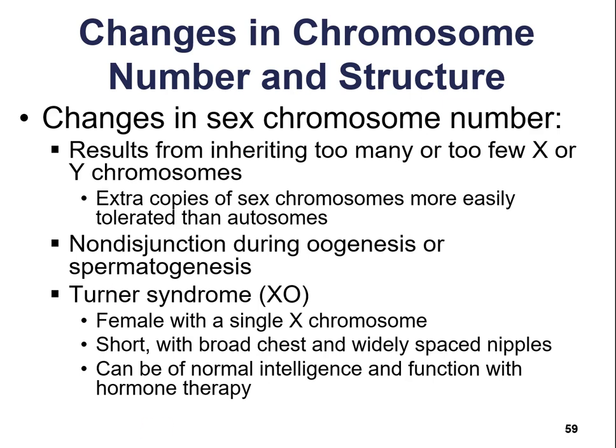Some examples of disorders caused by a change in number of the sex chromosomes. One is Turner syndrome, okay, where you have an XO. So it's a female with a single X chromosome, right? Normally a female will have two X chromosomes, right? In this case, you only have one X chromosome, okay? So here you're going to have some physical characteristics, sort of physical consequences because of this, right?